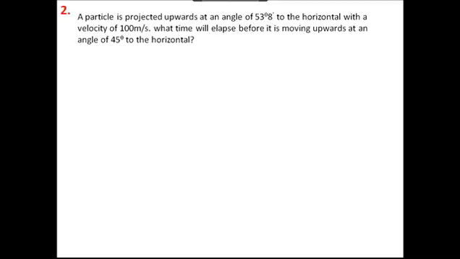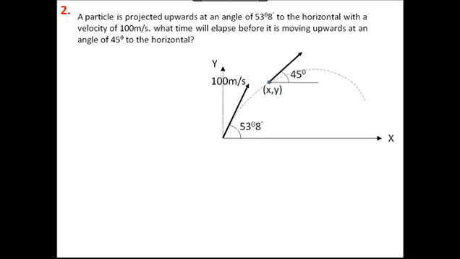Let's look at the second problem. Here the statement is like this: a particle is projected upwards at an angle of 53 degrees 8 minutes to the horizontal with a velocity of 100 meters per second. What time will elapse before it is moving upwards at an angle of 45 degrees to the horizontal? See, as a projectile moves ahead, the angle with the horizontal of its velocity keeps changing. So what they are asking is, when will this angle be 45?